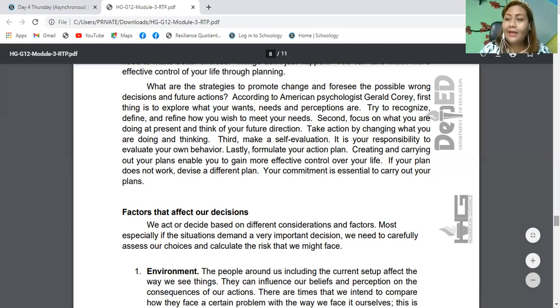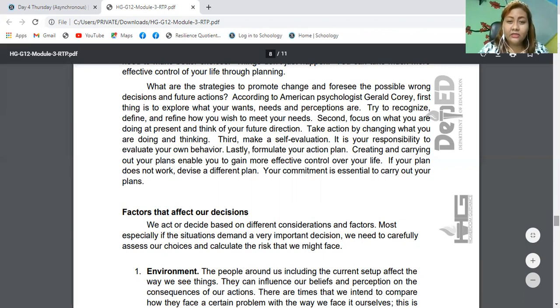So kung hindi pala, ang ginagawa mo pala ay malayo sa gusto mong mangyari in the future, kunyari, gusto mong graduate with honors, pero sa ngayon, hindi ka naman nag-aaral. So medyo malayo yata yung decision making mo. Kasi hindi ka pwedeng maka-derive or maka-arrive from that certain decision or certain future na gusto mo kung ang decision mo ay malayo. Tama ba? Kaya, you have to take action by changing what you are thinking and doing.